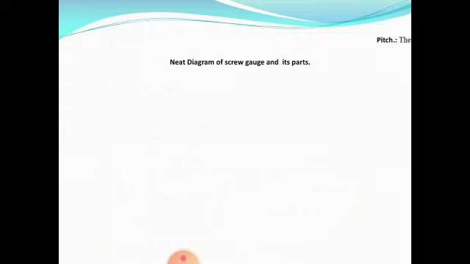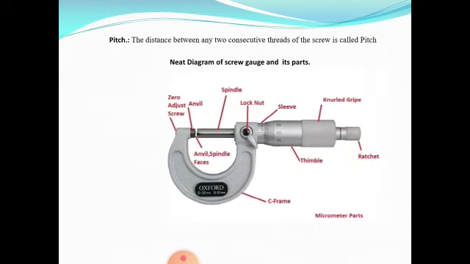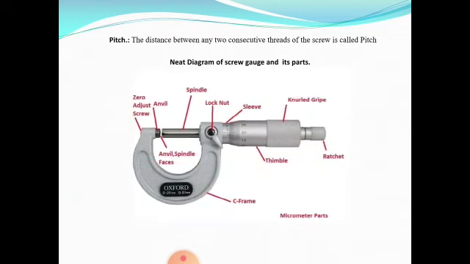Next one is the pitch. The distance between two consecutive threads of the screw is called pitch. Here the screw gauge works on the principle of nut and screw. The screw gauge consists of the U-shaped frame, or we can call it a C-shaped frame, and anvil tip, spindle, screw nut or lock nut, sleeve, thimble and ratchet.